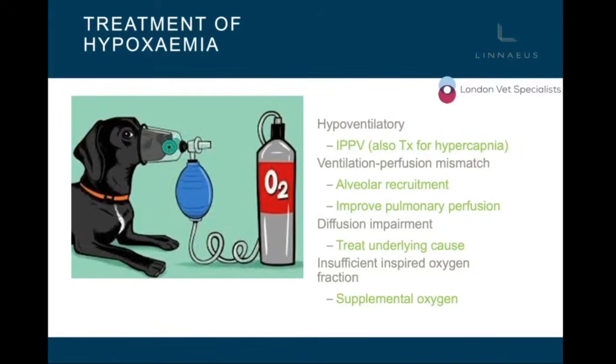So for treatment of hypoxemia, again, we just think of our underlying causes, which we discussed on the previous slide. So hypoventilatory, if they're not getting rid of enough CO2. Luckily, when they're anesthetized, we have the ability to ventilate for them. So the treatment of hypoventilatory hypoxemia would be mechanical ventilation or IPPV by hand.